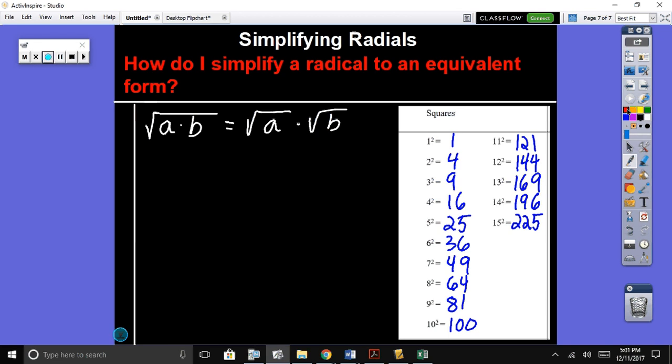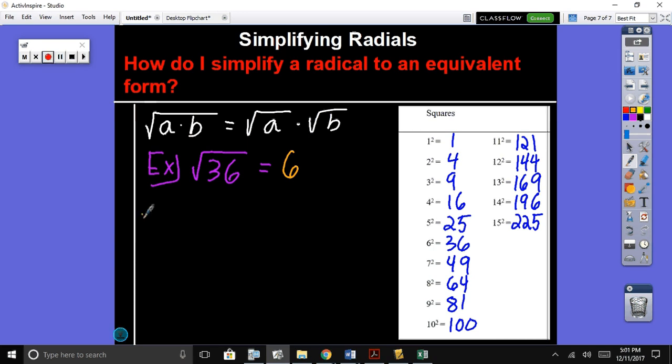So let's see how I'm going to use that in my first example. If I have the square root of 36, we want to simplify this to an equivalent form. Well, 36 actually is a perfect square, so we don't really have to do any simplifying. It already is one of our perfect squares, and the square root of 36 is just 6.